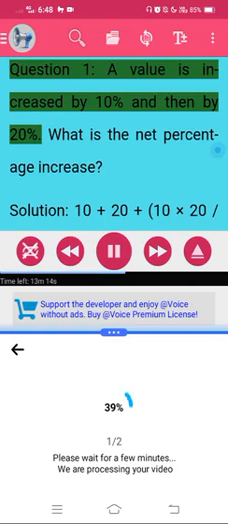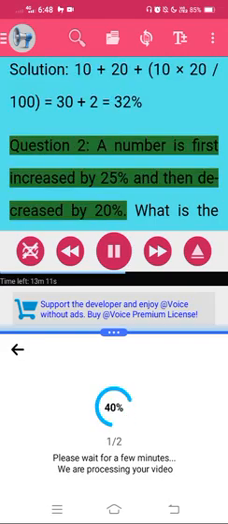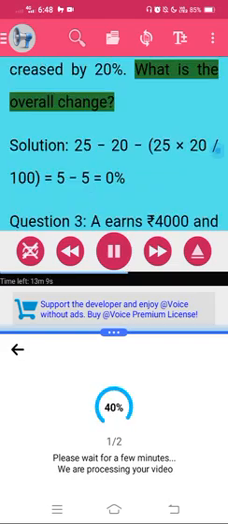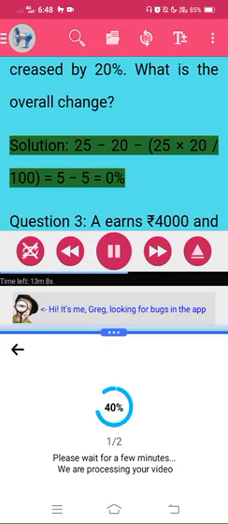Practice questions, SSC level. Question 1. A value is increased by 10% and then by 20%. What is the net percentage increase? Solution. 10 plus 20 plus 10 times 20/100 equals 30 plus 2 equals 32%. Question 2. A number is first increased by 25% and then decreased by 20%. What is the overall change? Solution. 25 minus 20 minus 25 times 20/100 equals 5 minus 5 equals 0%.